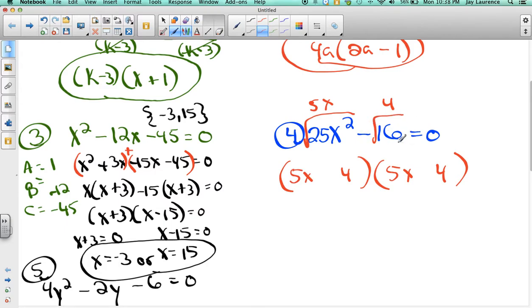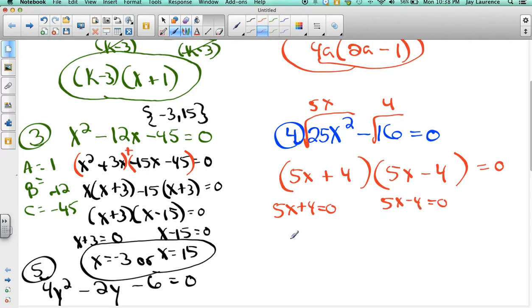Because C is negative, you're going to get one of each sign. If C is positive, you have to have two of the same sign. How do you know what sign to use? Use B's sign. But if C is negative, you get one of each. Now it equals 0, so you have to solve 5x plus 4 equals 0 and 5x minus 4 equals 0.